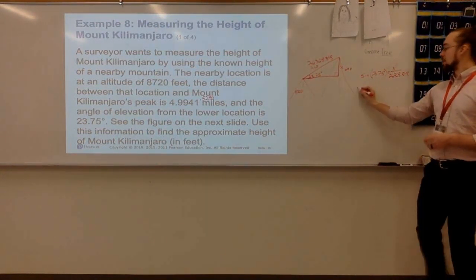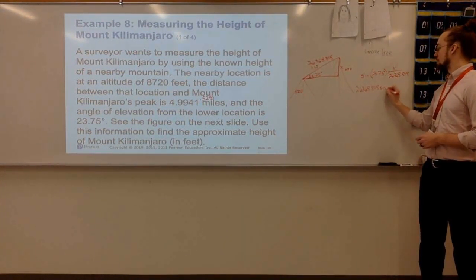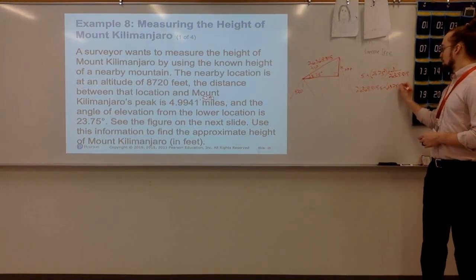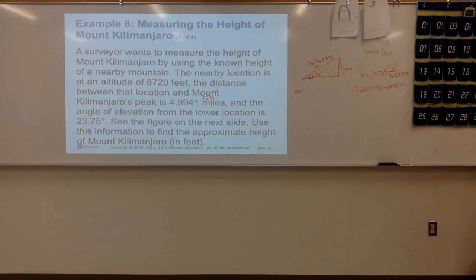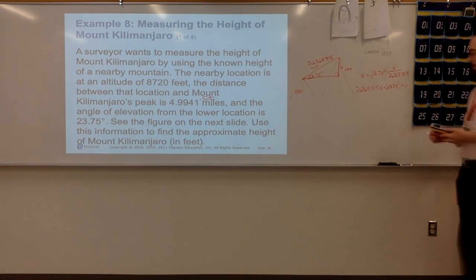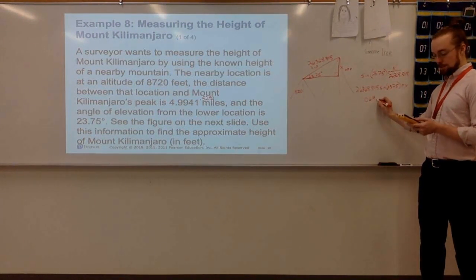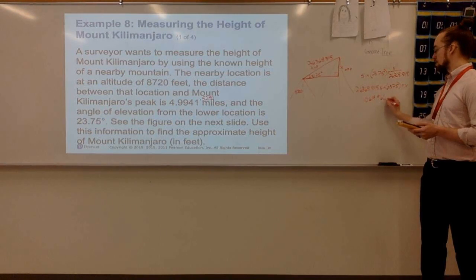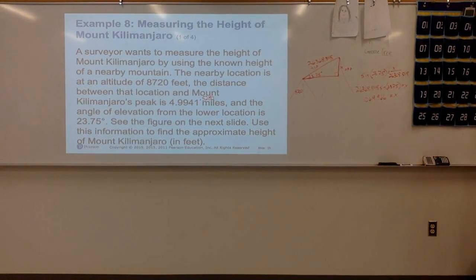Multiply both sides by this 26,368.848, and put that in the calculator. So we get 10,619.966 if we go to 3 decimal places. So is that the total height of Mount Kilimanjaro?